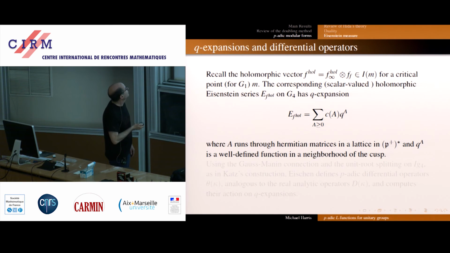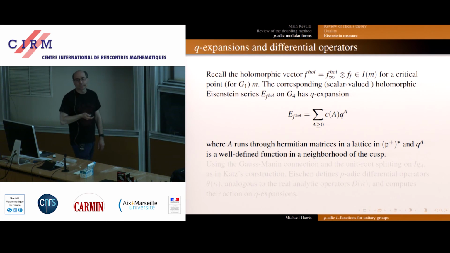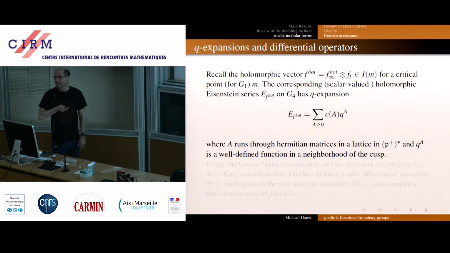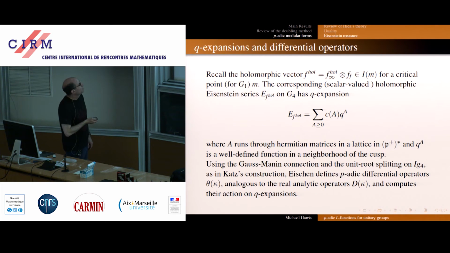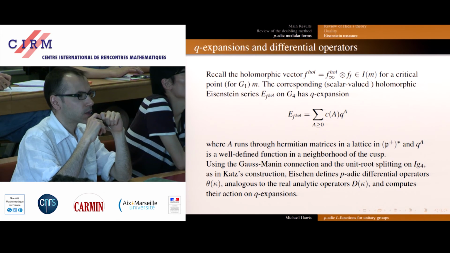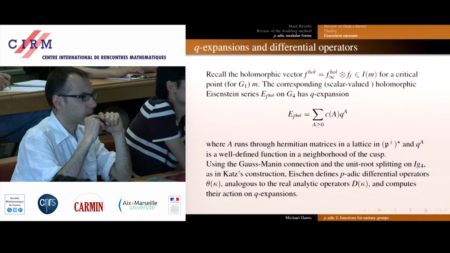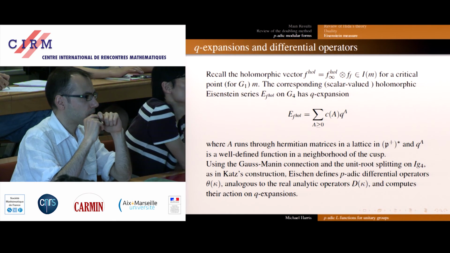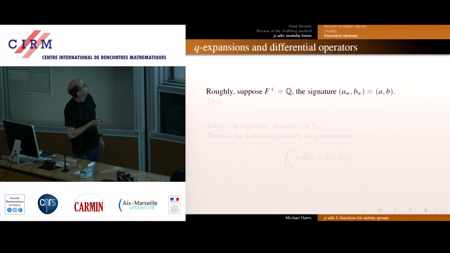Q to the A is a generalization of Q, which is e to the 2 pi i. It's e to the 2 pi i trace A Z. So using the same methods as Katz, Ellen Eischen defines p-adic differential operators analogous to the real analytic operators that I mentioned briefly, and computes their action on the Q expansions. And then you get a nice formula.